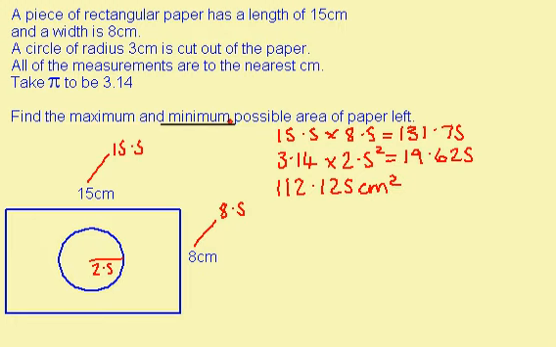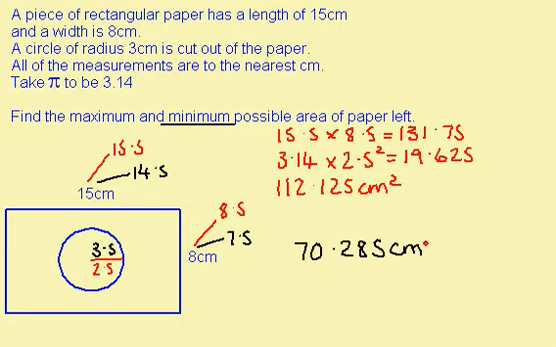For the minimum, I need to use the lower bound of 15, which is 14.5, the lower bound of 8, which is 7.5, and then the upper bound of the radius of the circle, which was 3, so the upper bound is 3.5. I need to do the same working out with these numbers. This gives me a value of 70.285 centimetres squared as my minimum possible area of paper left.